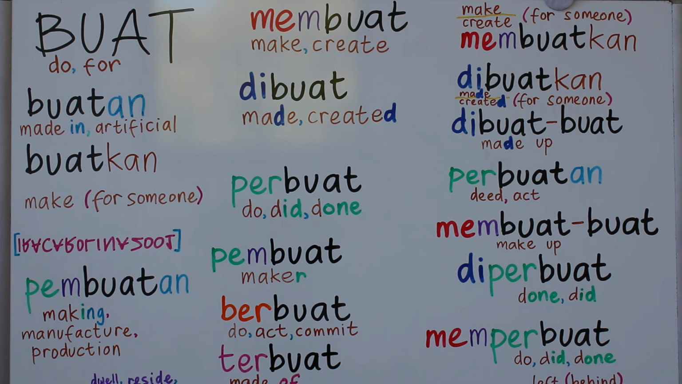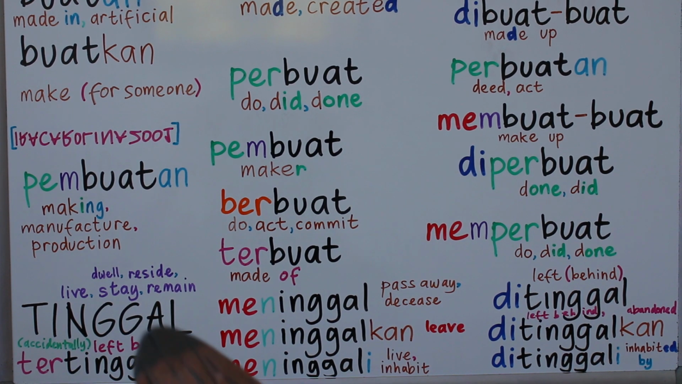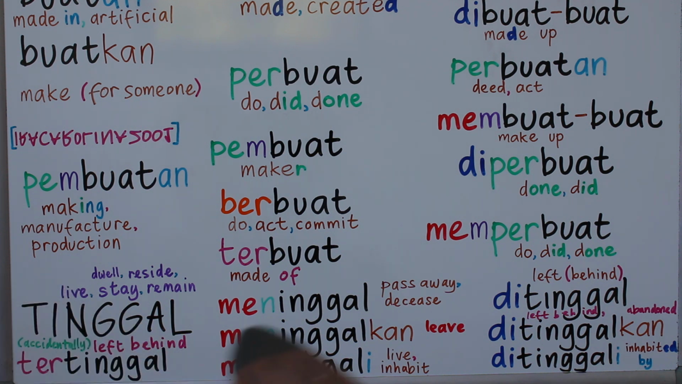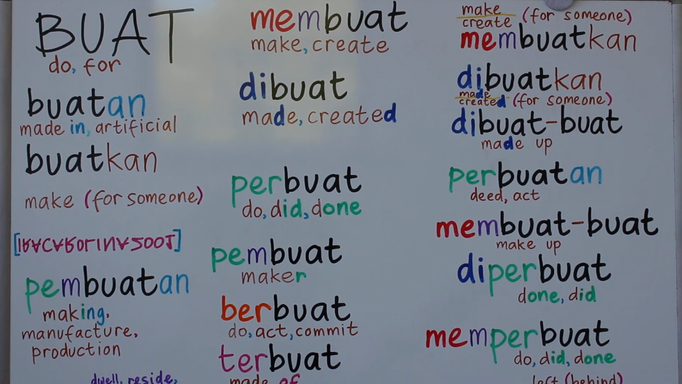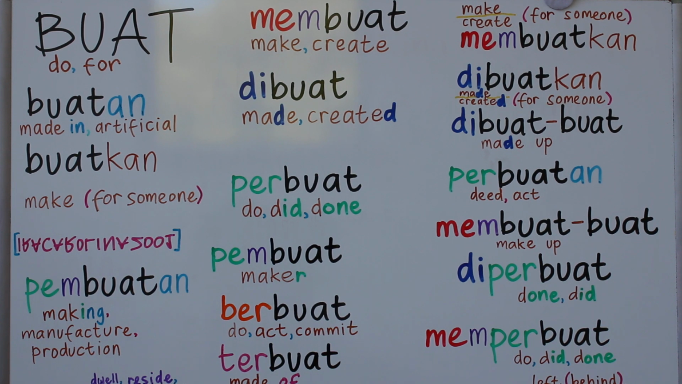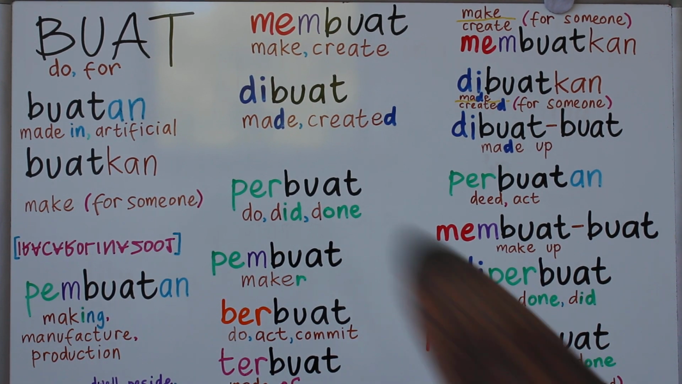And now with prefix me. Before, with the word tinggal, with letter T as initial, when you use prefix me, you have to change the initial from T into N. And this one, with a base word that has the initial letter B, the prefix me has to become mem. You have to add the letter M.